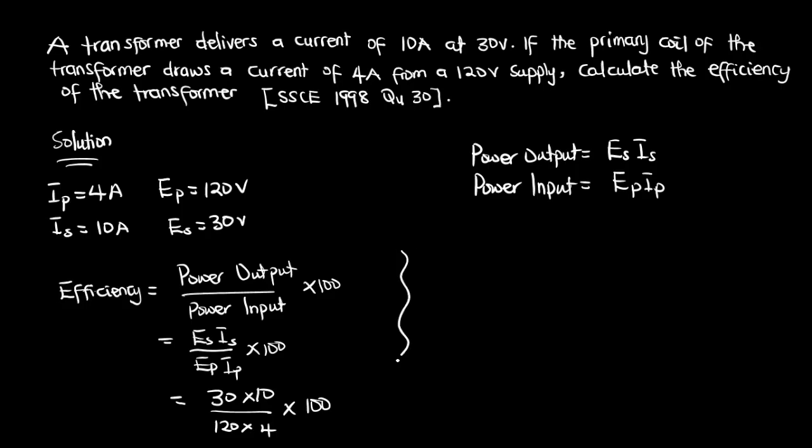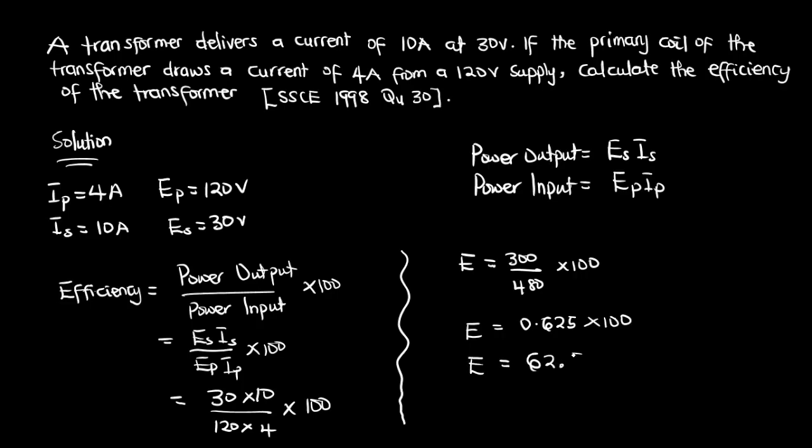Are we okay? All right, so if you look at this, our efficiency is equal to 30 multiplied by 10, which is 300, divided by 120 multiplied by 4, which is 480, then multiplied by 100. So the efficiency is equal to 300 divided by 480, that will give us 0.625, then multiplied by 100, and this will therefore give me 62.5% as the efficiency of this particular transformer.